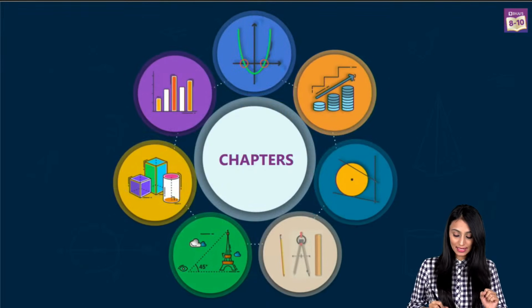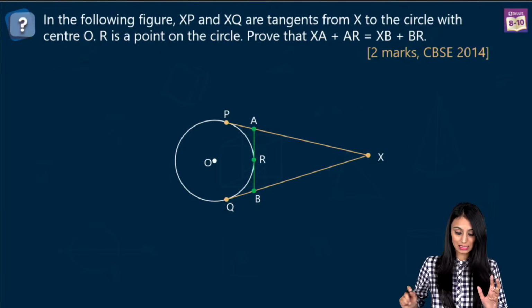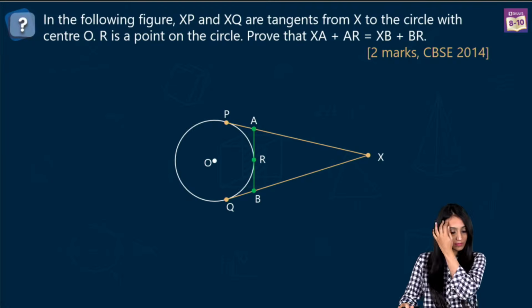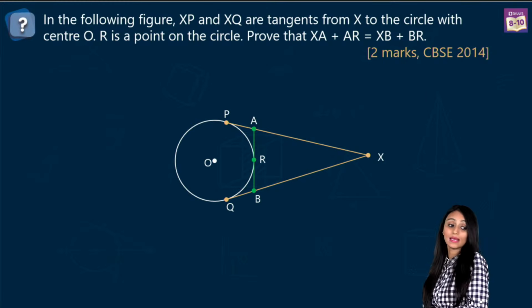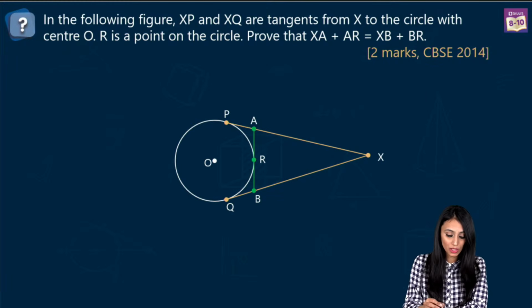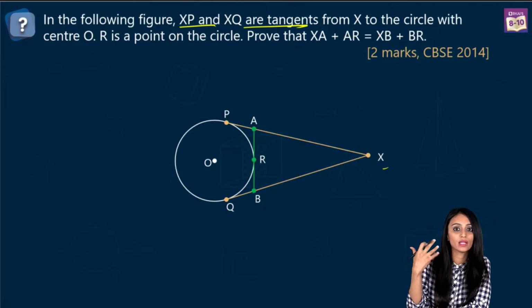Alright, let's move ahead. Let's take a look at which chapter we are going to discuss next. So next is circles. So here we go. In the following figure, XP and XQ are tangents from X to the circle with center O. We have a circle here, you can see. Its center is O. And there is an external point X over here. So tangents are drawn.